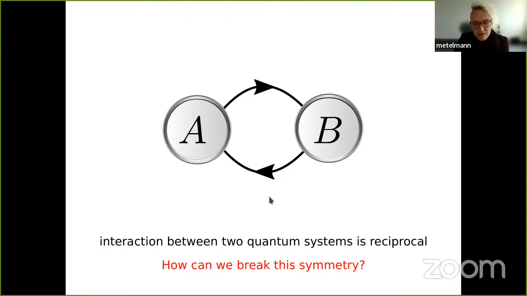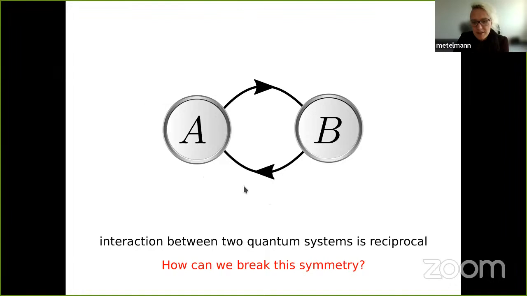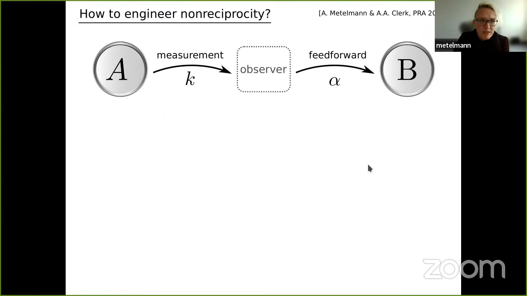To tell you in a nutshell how this goes, I want to start with an example where I have a completely non-reciprocal situation. I want to realize a situation where I only have system A driving system B, but not the other way around. So I want to have a unidirectional interaction. So we start with the idea of how we can actually do that.